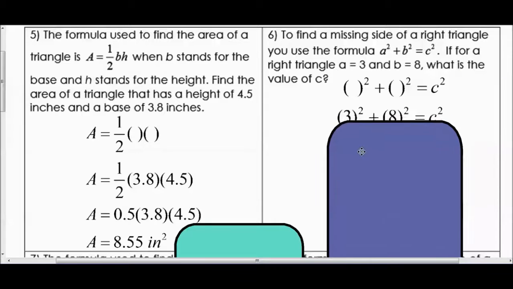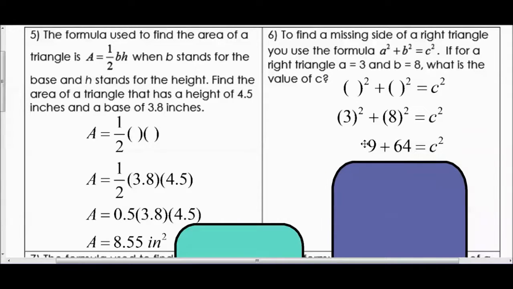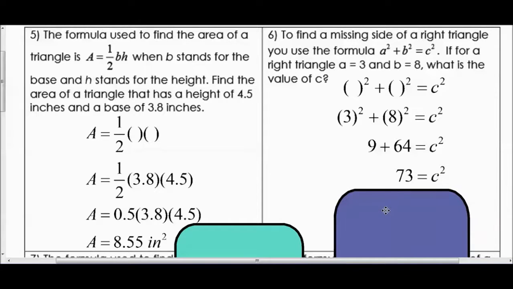Plug those numbers in. So we have 3 squared plus 8 squared. I'm actually going to do both of those at the same time. I know I'm going to end up squaring both of these numbers. So 3 squared is 9, 8 squared is 64. Now I'm going to add them. That gives us 73 equals c squared.